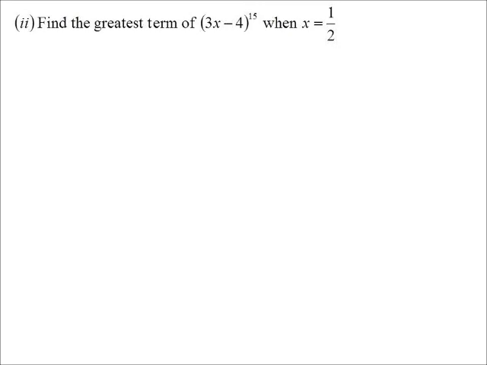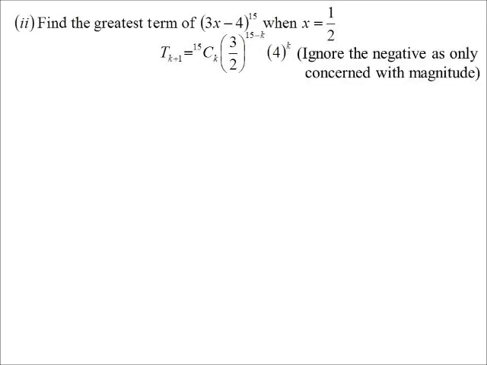In this case, x is a half. So my general term, I'll substitute in, x is a half. And really it becomes the same question now as the greatest coefficient. So term k plus 1 would be 15ck. The 4 would be to the power of k. And the 3 on 2 would be the power of 15 minus k. Notice I didn't worry about the negative for this question.